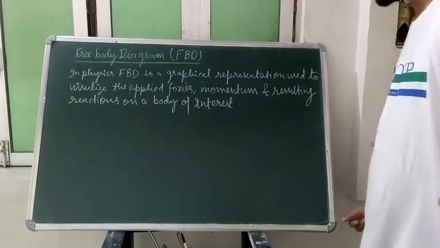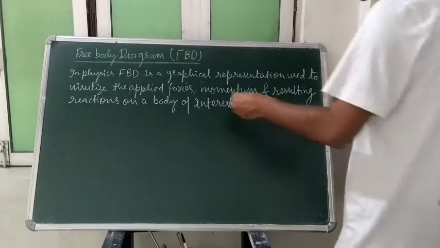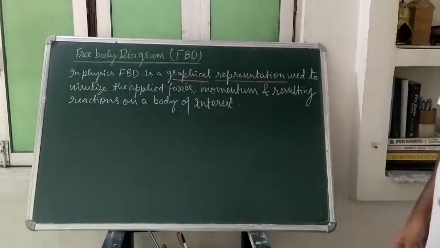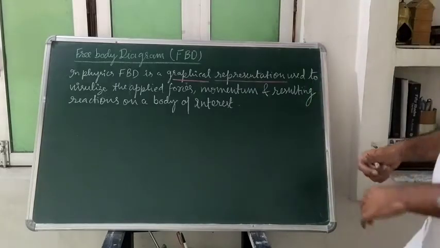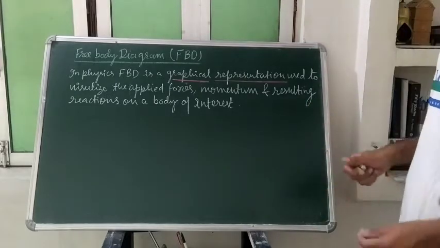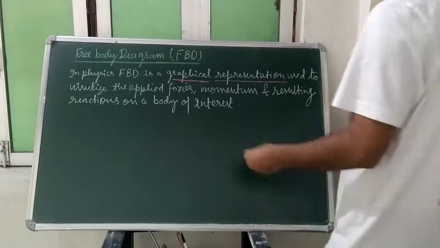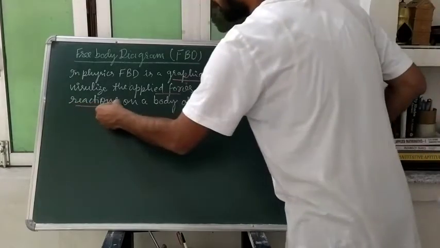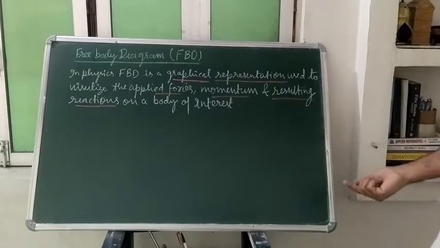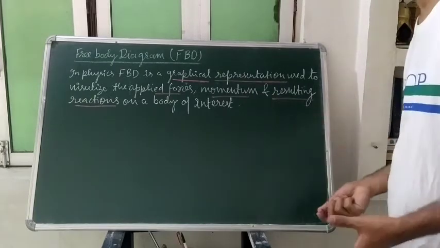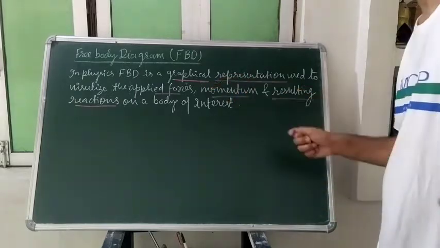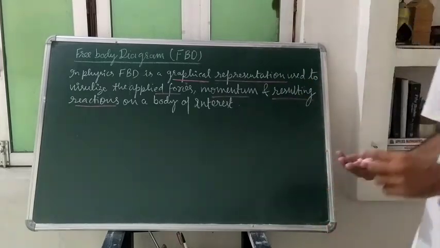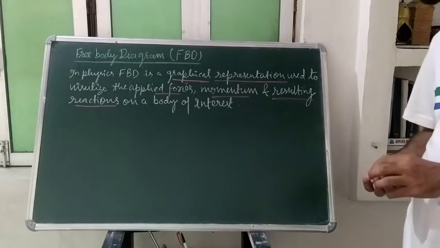So what is a free body diagram? A free body diagram is the graphical representation used to visualize. Why are we doing that graphical representation? To visualize the applied forces, momentum, and resulting reactions on a body of interest. That is the body on which we want the graphical representation of forces, momentum, and resulting reactions. So that body will be called our body of interest. Okay, students.